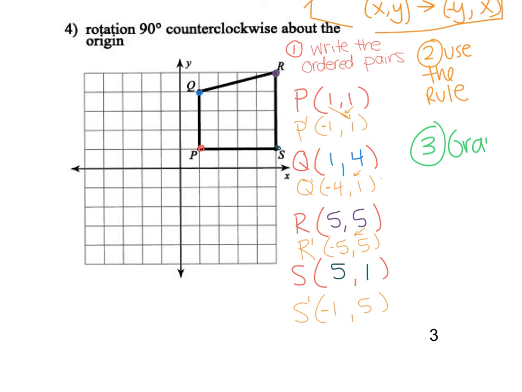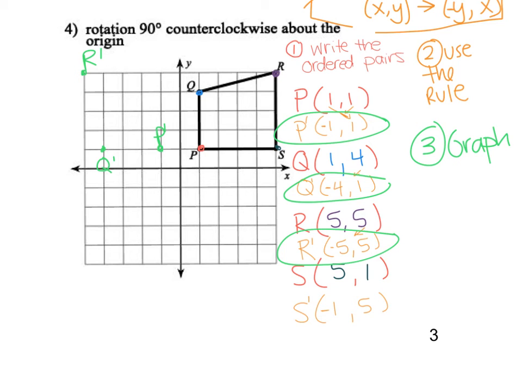graph. Graph and label, but graph. So let's start with P prime. Back 1, up 1. Q prime, back 4, up 1. R prime, back 5, up 5. And then S prime, back 1, up 5. Connect the dots and I'm done.